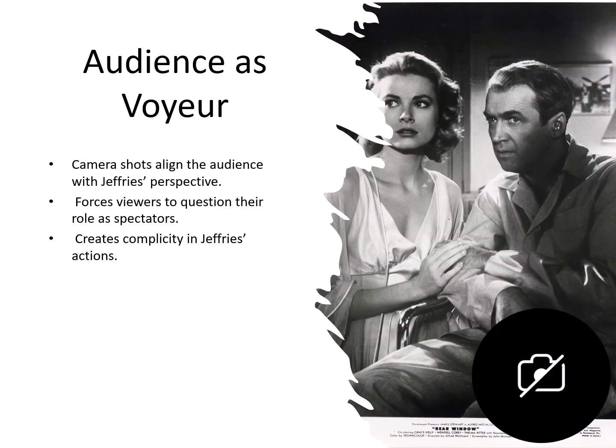The audience is voyeur. Camera shots align the audience with Jeffries' perspective, so we're seeing the film through Jeffries' perspective. We're watching the neighbors every bit as much as he is. We're delved into this situation every bit as much as he is. It forces the viewers to question their role as spectators. Like, is this wrong? Is this right? We're watching from an outside point. We're invading people's privacy, but in a way that almost doesn't seem wrong throughout the film. But it creates this complicity in what Jeffries is doing.